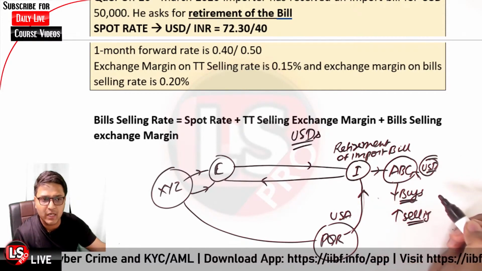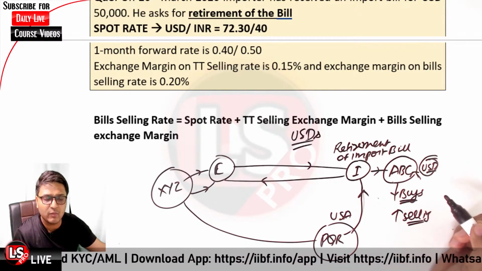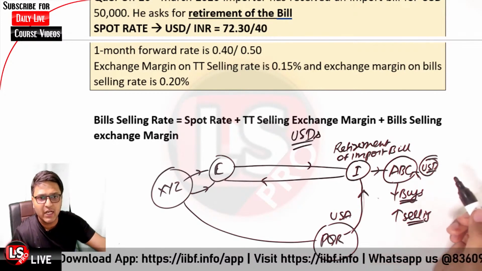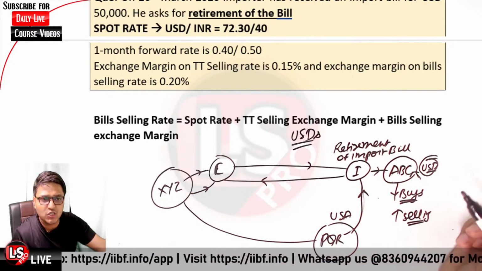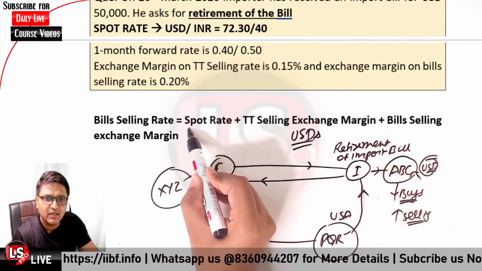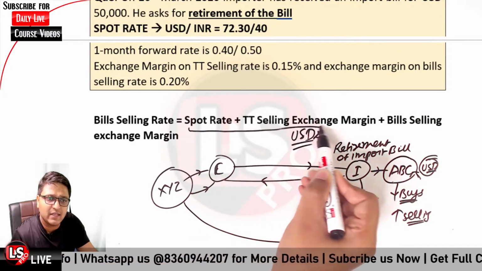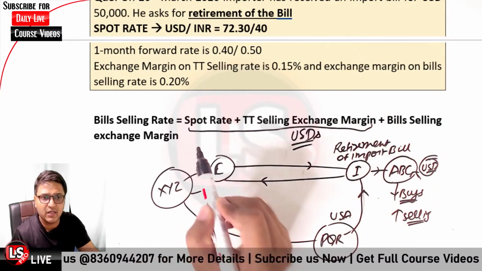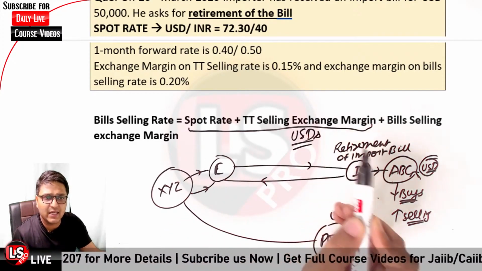So what transaction would it be? It would be the TT selling transaction over here. So that is why, in the case of the bill selling rate, it is written that spot rate plus TT selling exchange margin.